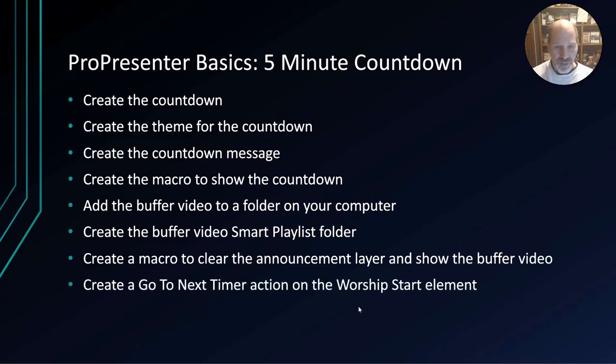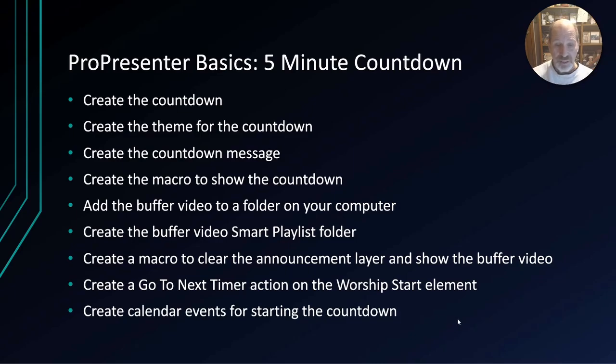And then we'll create a timer action on the worship start element. So in our playlist, we have that worship start item where we click it and it sets up the correct audience look and the macro runs. So we're going to create a timer on that element that will automatically start. It'll go down, you'll see, it'll go down to the first slide for the worship songs.